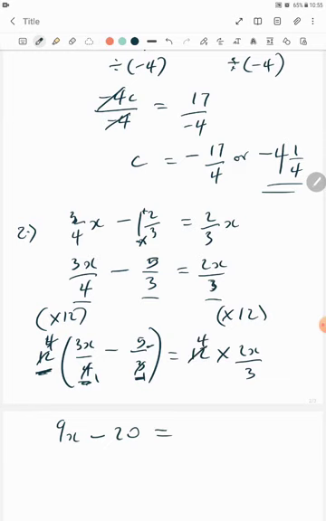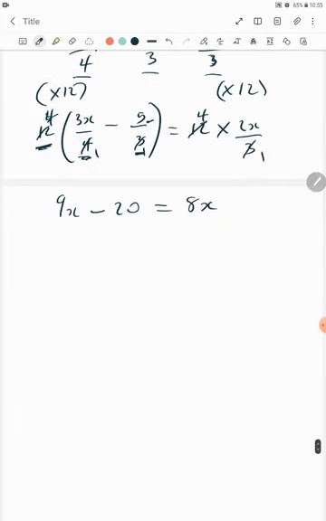3 here will be 4. 3 here will be 1. So 4 times 2x is going to give me what? 8x. So that's what I will have. And then I can look for a way of moving this 12x to this side now.